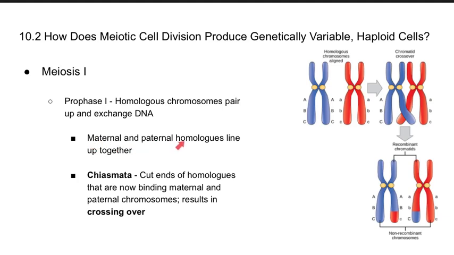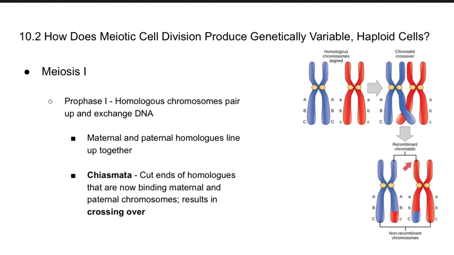So maternal and paternal homologous chromosomes line up together. So this would be, say, chromosome 1. You have 2 copies of chromosome 1. They line up together, and you might have points where they cross over, like you see over here. Those points are called chiasmata. So those are the cut-ins, where homologous chromosomes are now binding maternal and paternal chromosomes. So this point here would be what we call the chiasmata.